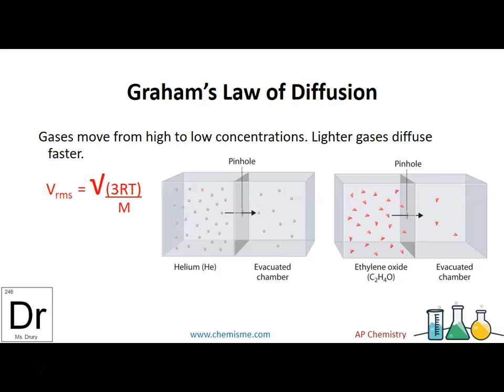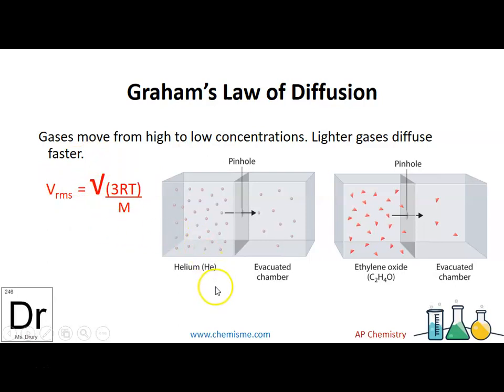So Graham's Law of Diffusion says gases move from high to low concentrations, lighter gases moving faster. They have this very fancy formula that says the root mean square speed or velocity of the gas is determined by the square root of 3 times the R gas constant, the temperature, and the size. What I really want you to realize is that means that the speed of the particle is determined by how hot it is and its mass, right? So it's just mass. You don't actually have to calculate this.